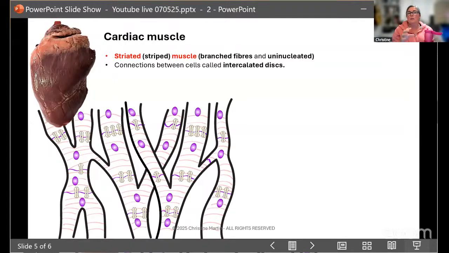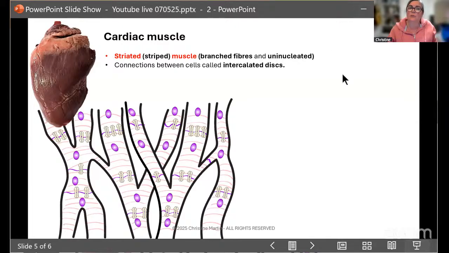Anyway, striated muscles, if we're looking at the cardiac muscle and we're looking at the heart, we need to make sure that we understand that 1, it's striated, so it's striped, it's got a striped appearance. 2, it's branched, because you can quite clearly see in my diagram that I have these branches to it, and 3, it is uninucleated, and therefore that means it's got 1 nucleus per cell. So uninucleated, 1 nucleus per cell, so we can tell the cardiac muscle from the skeletal muscle, because the skeletal muscle is multinucleated.